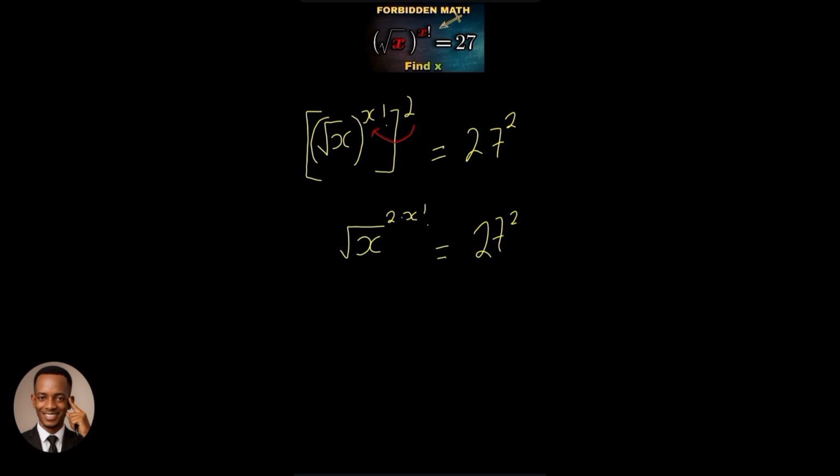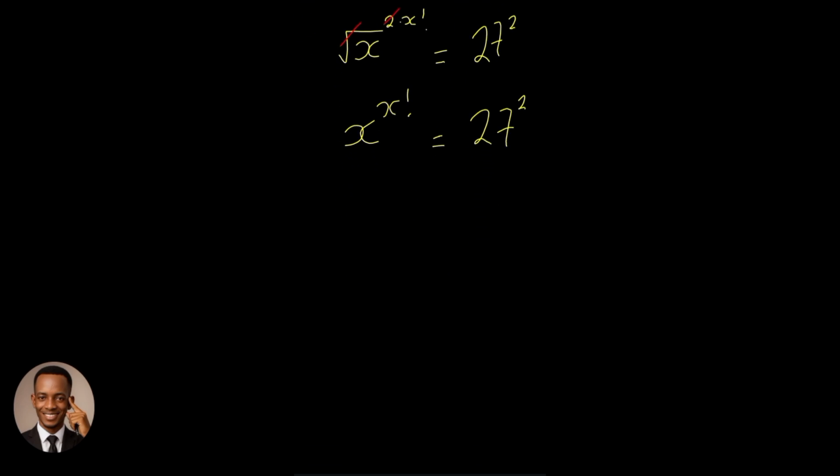Don't let us forget that square root always eliminates square. Therefore, we'll be left with x to the power of x factorial equals 27 squared. What do we do from here? Notice that 27 is a perfect cube. It means that we can express 27 as 3 to the power of 3.